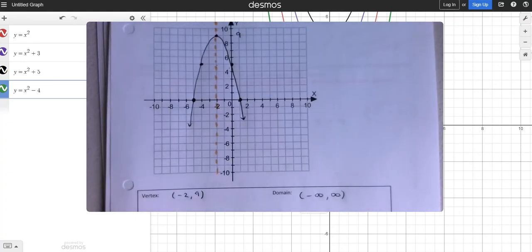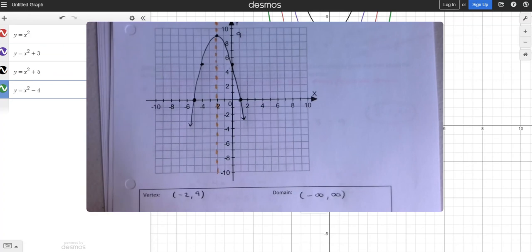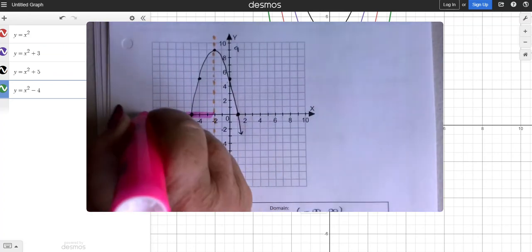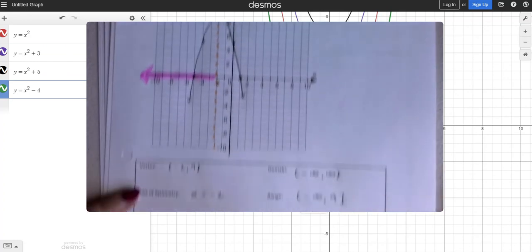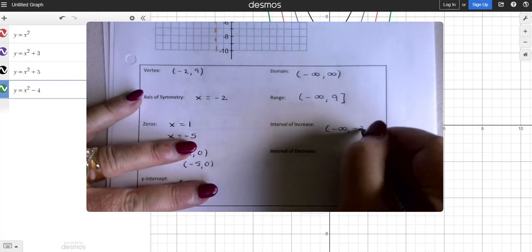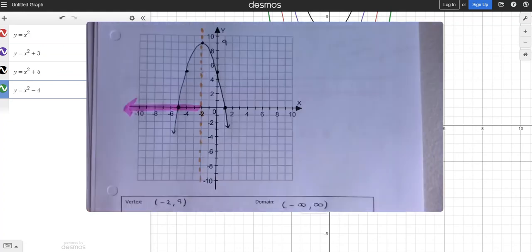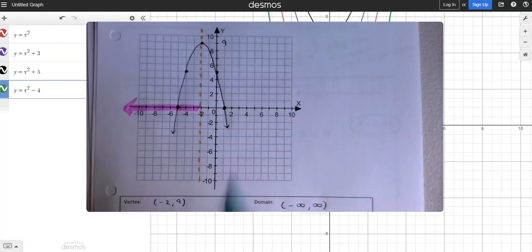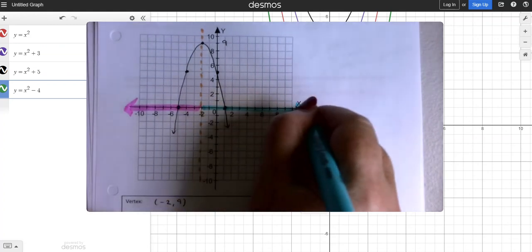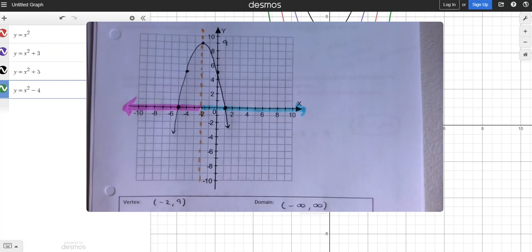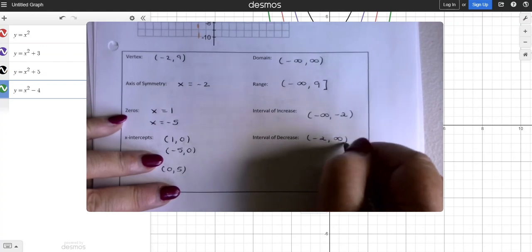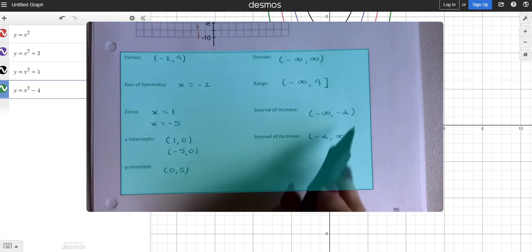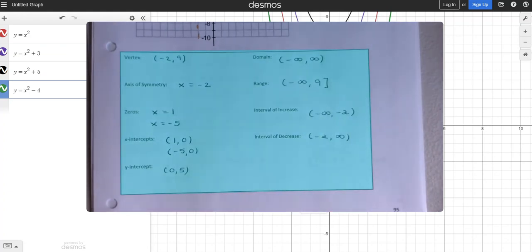All right, this one is going to increase first, right? We're going uphill at first. And it increases until I get to my axis of symmetry. So from negative infinity to negative 2. And then after the vertex is hit, it decreases from there on. So from negative 2 to infinity, we see the downhill or the decreasing graph. Again, with intervals of increase and decrease, always use parentheses. You don't even have to think about it.